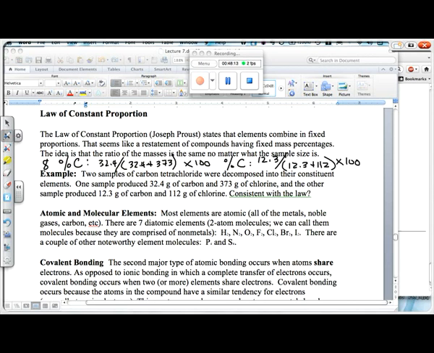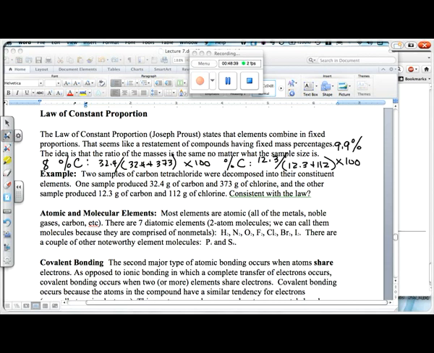And the percentage is not going to be the same. The percentage on this second one is 9.9%. So this is not consistent with the law because I should get the same percent of carbon, and I just did carbon. We could do chlorine as well, but just thought I'd check the carbon first. So 9.9% carbon for the second one. So this is not consistent with the law of constant proportion.